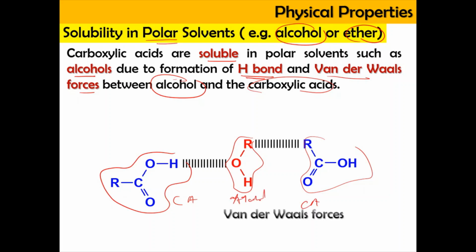What's going to happen here is that they're going to form van der Waals forces between the alcohol and the carboxylic acid group, and at the same time they'll also form the hydrogen bond. So there are two types of bond, thus also making it very soluble in polar solvent.